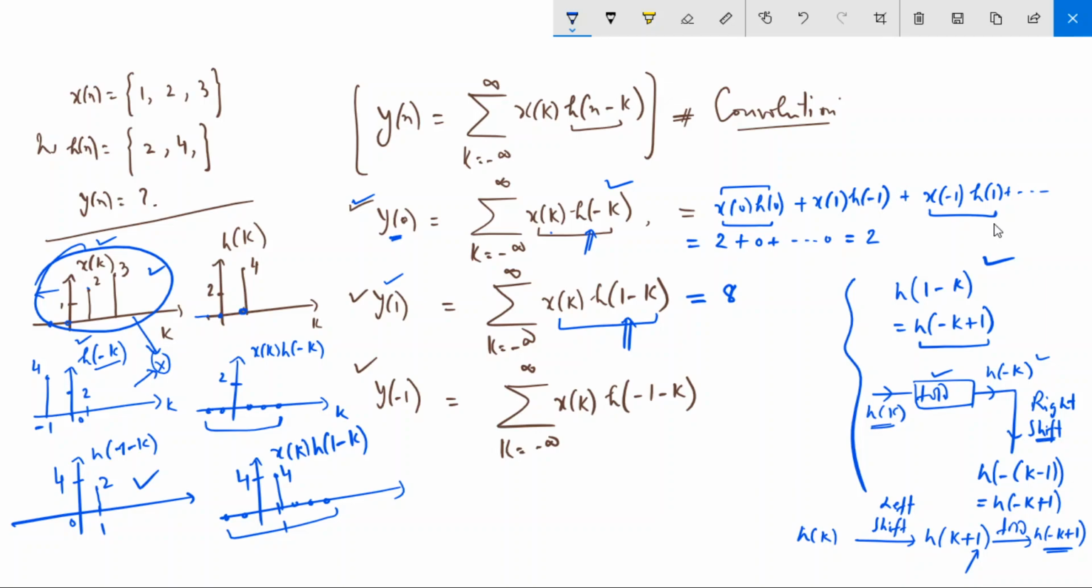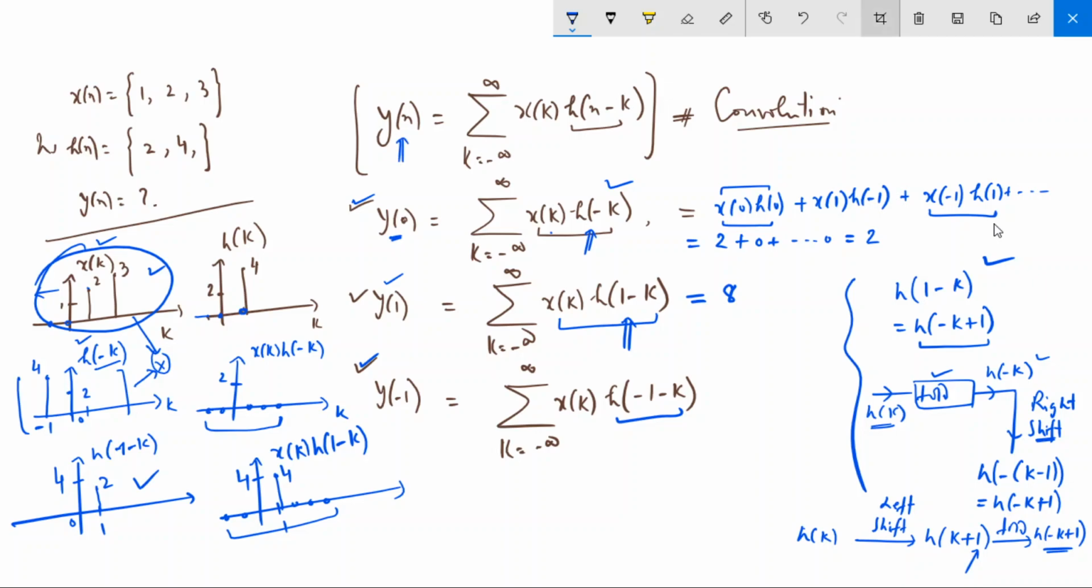Similarly, when it is y of minus 1, what do you have to do in that case? You have to get h of minus 1 minus k. It means this signal h of minus k will be shifted by 1 to the left. Then multiply with x of k and then add all the samples together. You will get y of minus 1.